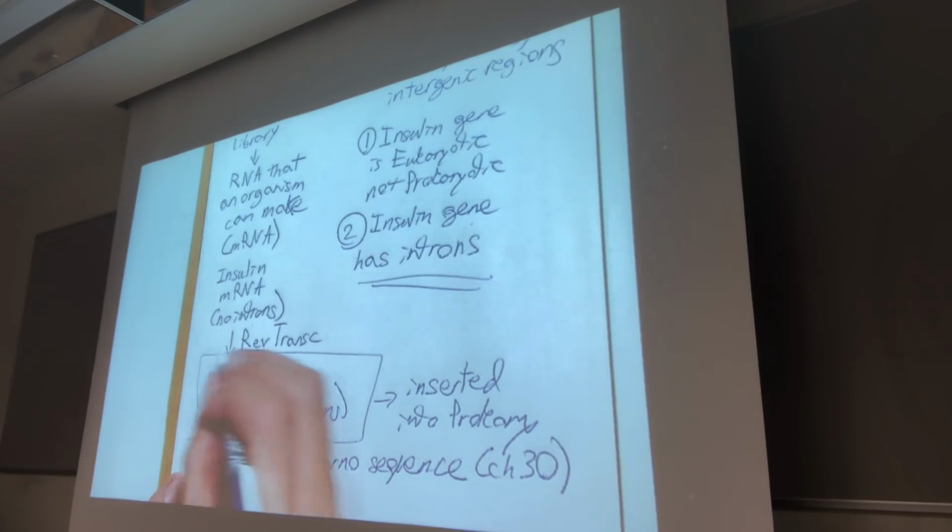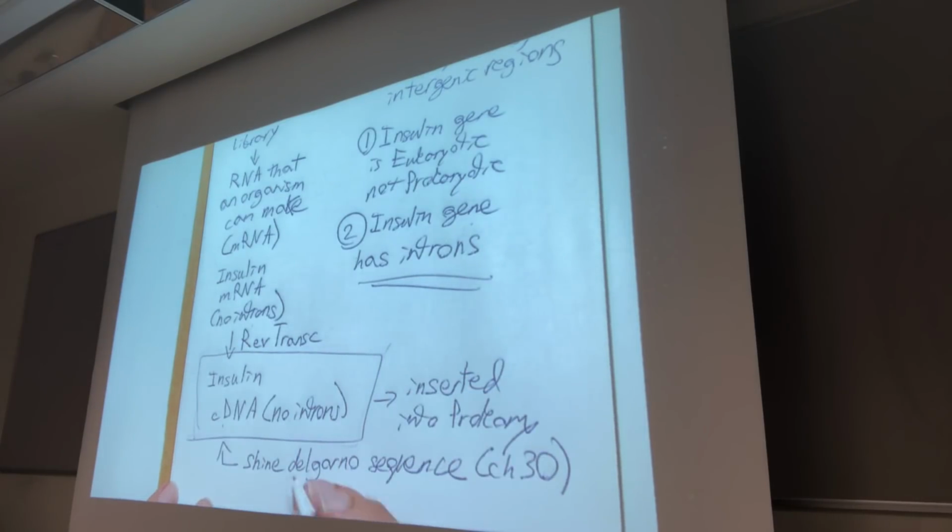Again, main concept is this. I am briefly mentioning the Shine-Dalgarno sequence because that will be talked about in chapter 30. But for now, if you can't wrap your head around the Shine-Dalgarno sequence thing, just stick with this main fact, that we need to get rid of the introns out of insulin in order to trick a prokaryote into making it for us. So that's what cDNA is. Whenever you see cDNA anywhere else, it is mRNA that is reverse transcribed into DNA.